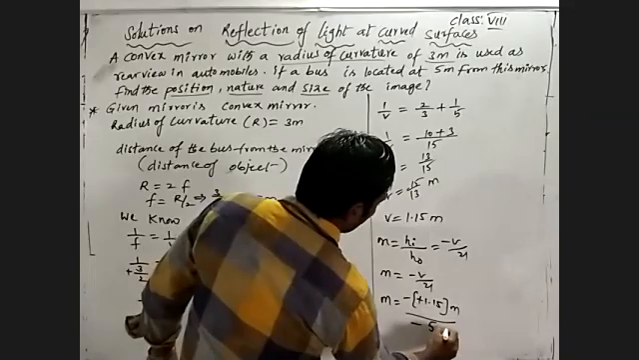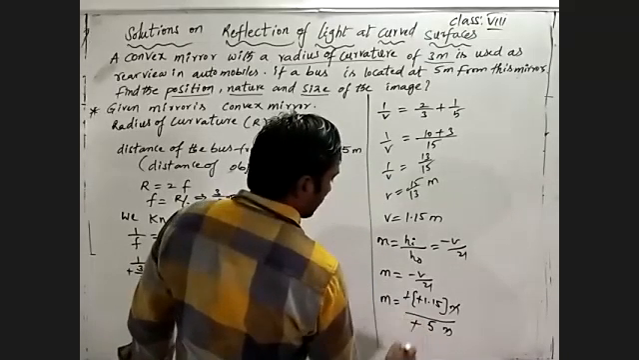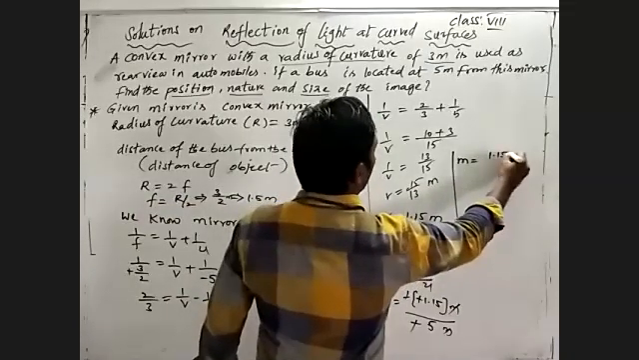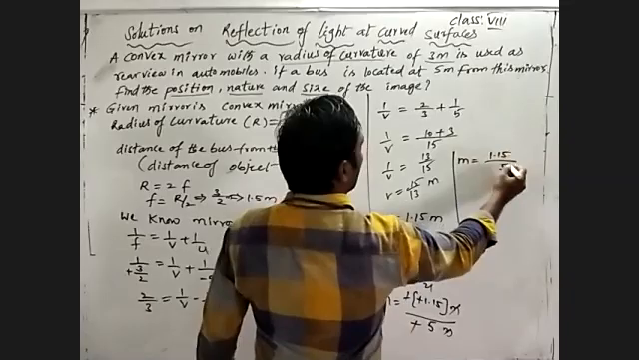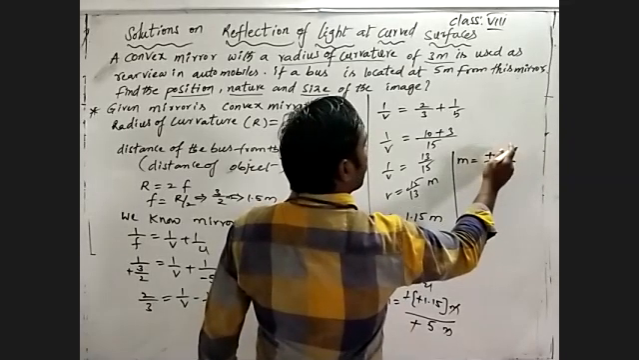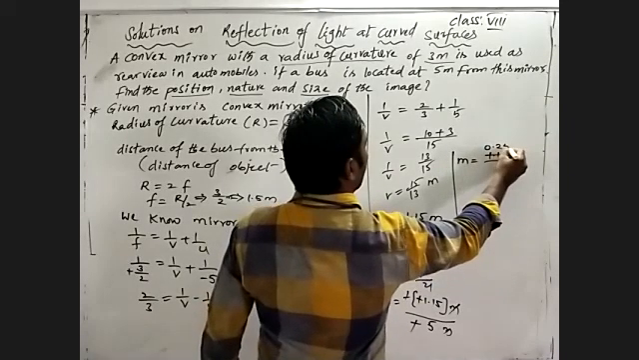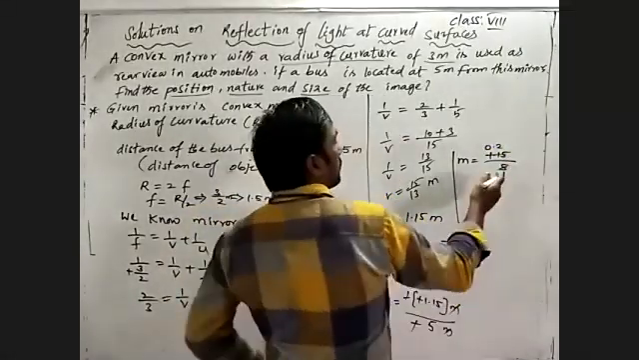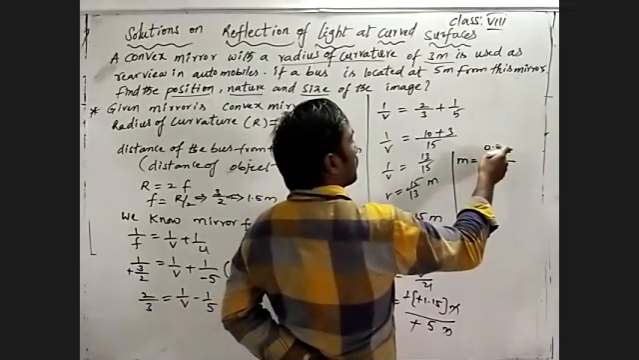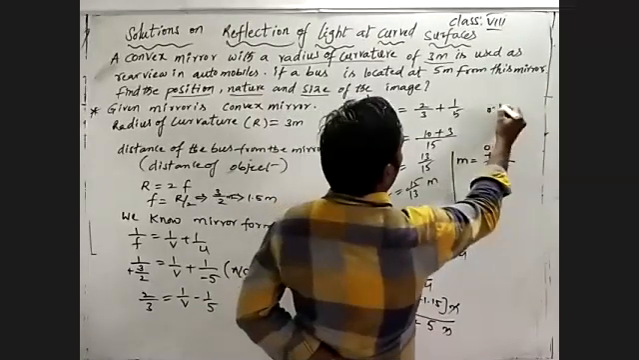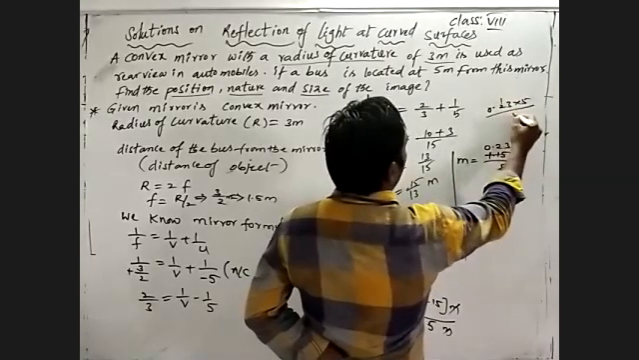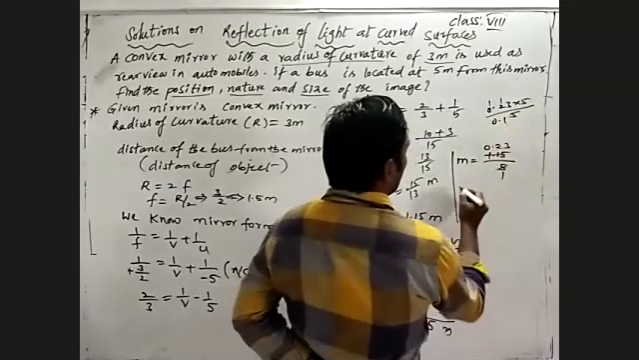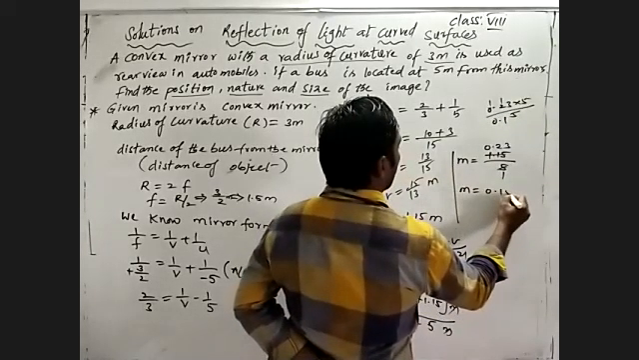The 5 meter will cancel, so the minus will cancel. So what magnification can you get? 1.15 by 5. From that, what can you get? 5 ones are 5, 5 twos are 10, 5 threes are 15. Suppose if you want to do that, you can multiply it. So the magnification is 0.15.